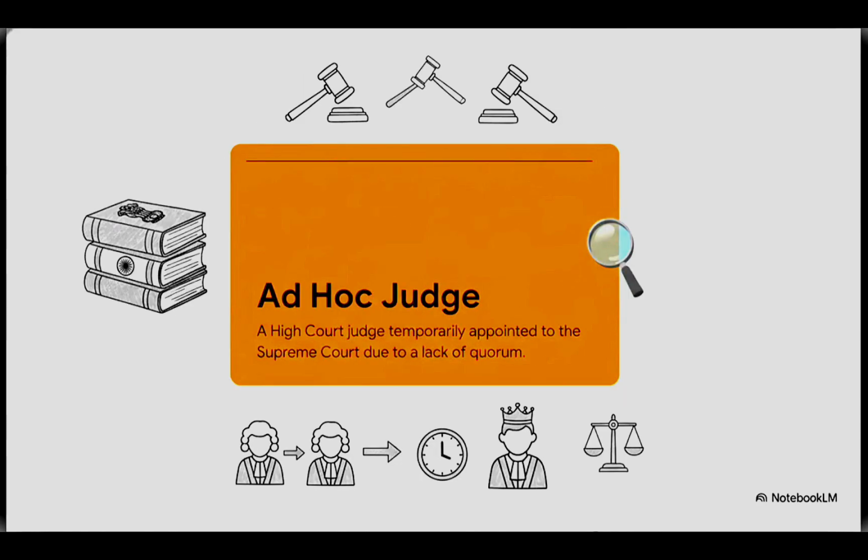Sometimes the court faces a really practical problem, a lack of quorum, meaning there just aren't enough judges available to hold a session. Enter Article 127, which offers a brilliant workaround, the ad hoc judge. The Chief Justice, after getting the prior consent of the President, can temporarily appoint a qualified High Court judge directly to the Supreme Court. And the best part? While serving, this ad hoc judge temporarily enjoys all the vast powers, privileges, and jurisdiction of a permanent Supreme Court judge. It keeps the wheels of justice turning smoothly.